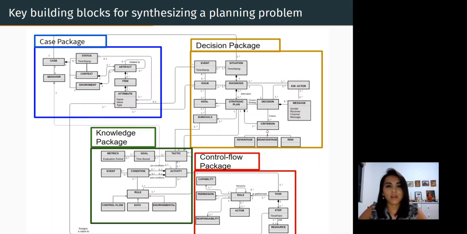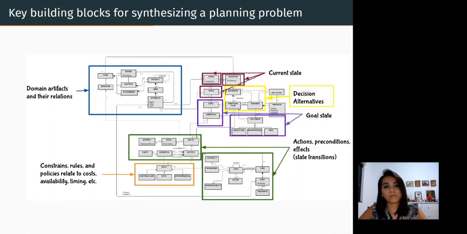current state of the case instance. The knowledge package, which basically represents the procedures and the guidelines used in the business process, and also the control flow package that defines activities, data-driven activities. All these packages allow us the representation of a decision-making process.